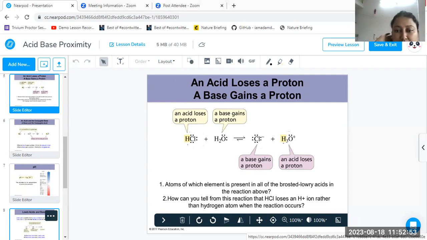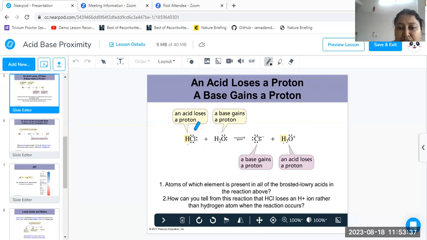Both groups, start working on your answers and let me know when you're done. Okay, so everybody's done. Looks like they have come up with an answer. Please tell me, the group leaders of each group, what are your answers. First, group 1 will do question number 1 and group 2 will tell me question number 2. So group 1, question number 1. What do you think? Which atoms of which element are present in both the acids? That is correct. Hydrogen is present in both the acids.